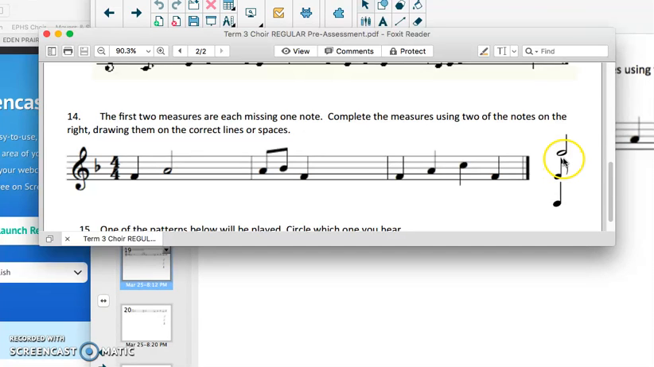Complete the measures using two of the notes on the right, drawing them on the correct lines or spaces. So not only do I need to make sure to get the right kind of note, half note, eighth, or quarter, I need to put them on the correct line or space. So you're really doing two things here. You're figuring out rhythm of each measure and what kind of note can fit in this space, and then you're figuring out pitch, which is the lines and the spaces.